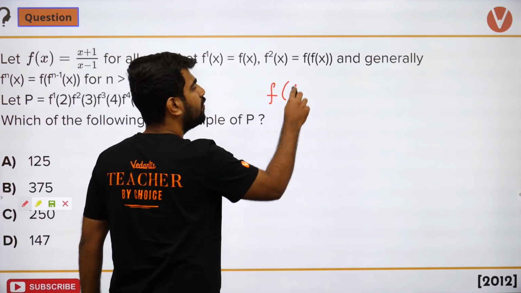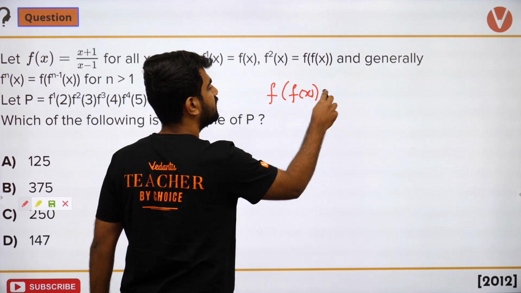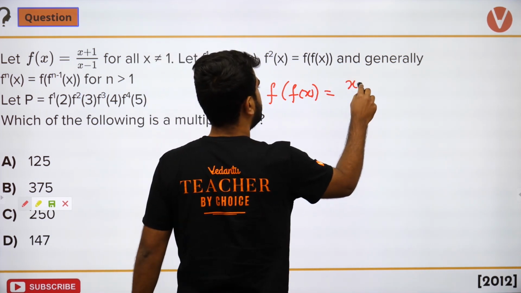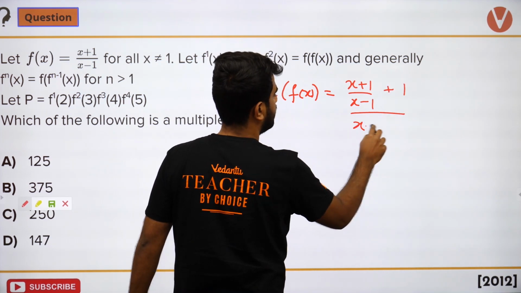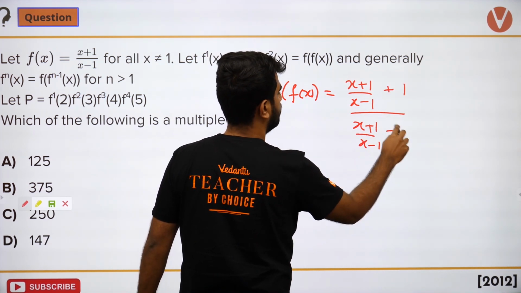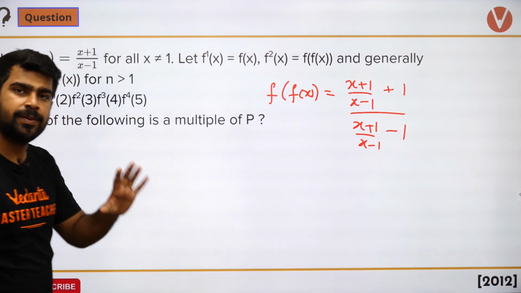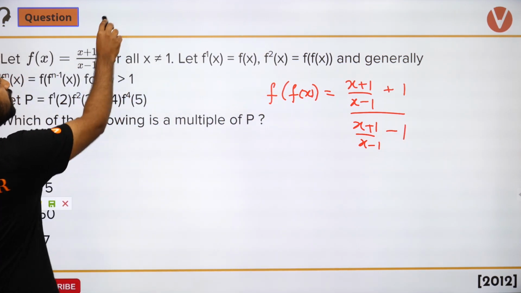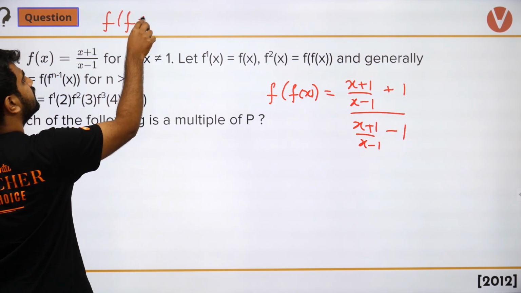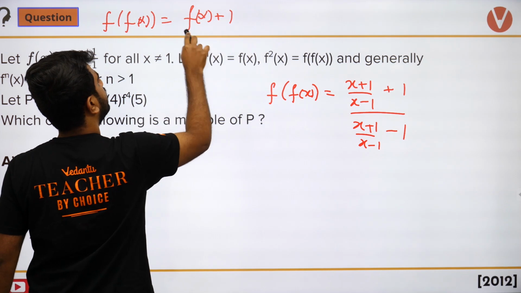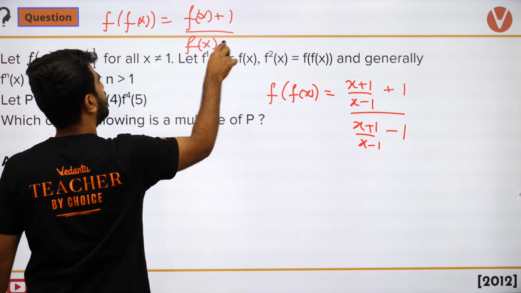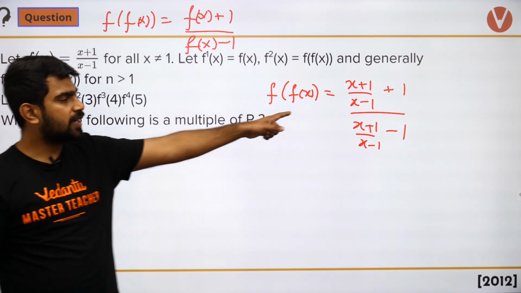So what is f of x? f of x is nothing but x plus 1 by x minus 1 plus 1 by x plus 1 by x minus 1 minus 1. Are you guys able to follow? Because f of x means in place of x I'll put f of x. In place of x I'll put f of x. Okay? That is what I have done here.